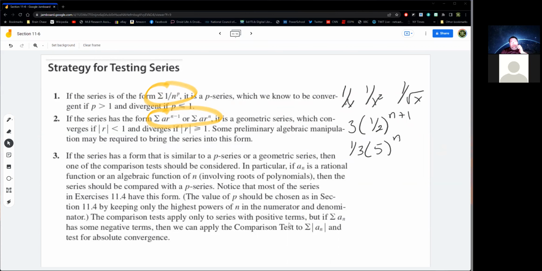So that's the next thing we want to look at: can we compare them? Any questions with those two tests?